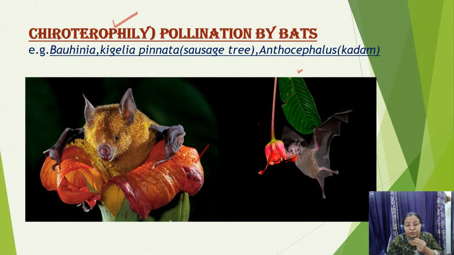Nectaries should be there, and a beautiful fragrance, and since they are coming at night, they can reach the flower just by the fragrance. Examples are Kigelia, the sausage tree, then Bauhinia, then the Kadam tree. You must have seen bats visiting the Kadam in those areas where this plant is there.